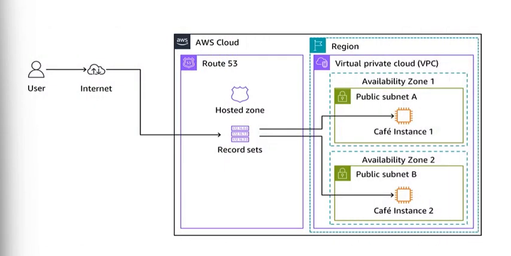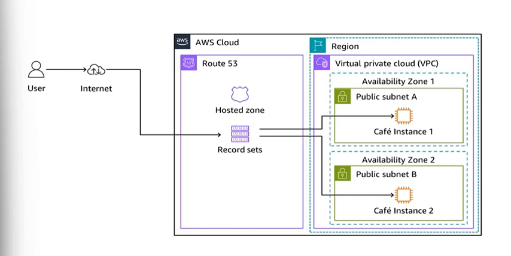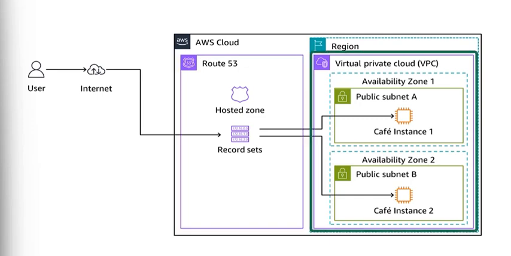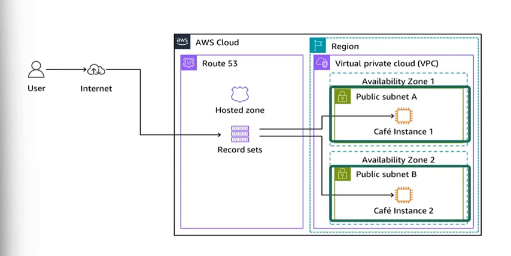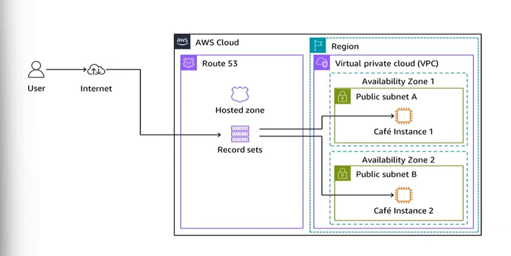In this failover routing example, we have a registered internet domain and we are managing it with Amazon Route 53. We have a VPC with two subnets in different availability zones, as we can see. Each subnet has an identical EC2 instance running a web server with the Mom and Pop Cafe website hosted on it.